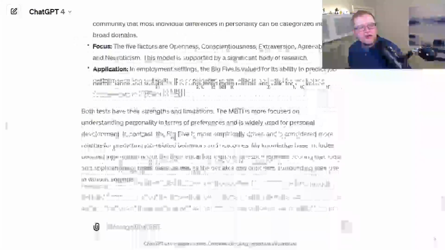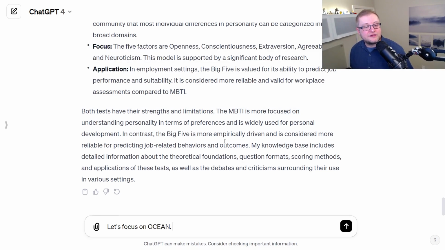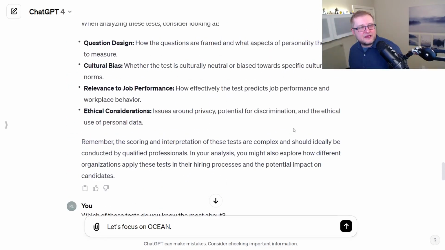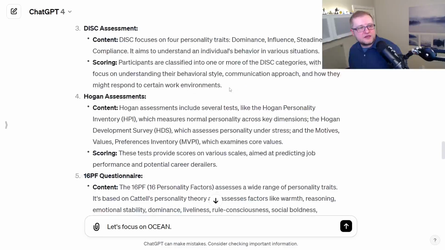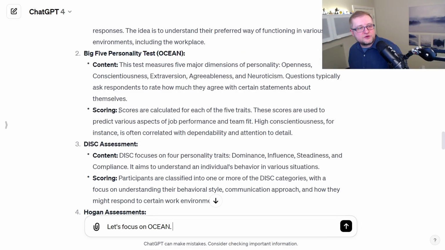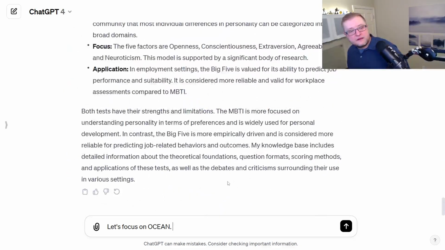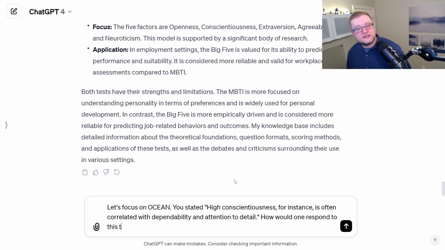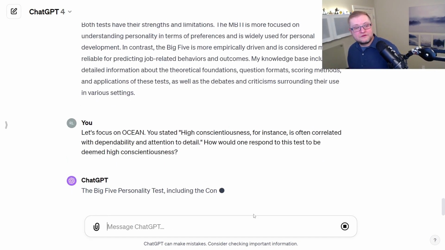So let's focus on OCEAN, the OCEAN test, and see what information we can get probing with some of this scoring information that it gave us earlier. So we see scores are calculated, high conscientiousness. Ooh, high conscientiousness, for instance. So let's take that. You stated, and then again, I'm just going to ask, how would one respond to this test to be deemed high conscientiousness? There we go.